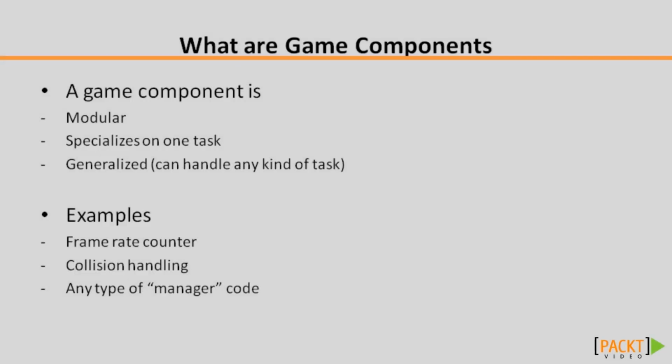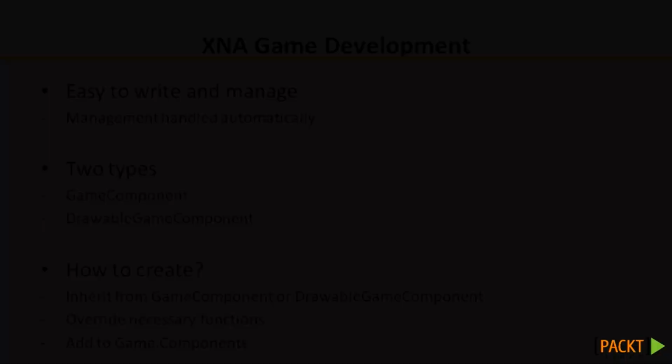Now let's take a look at XNA's built-in game components. In the XNA framework, Microsoft has given us a very useful tool that will lead us to write simple and robust code. This tool is the game component system. But what is a game component? A game component is a modular class that specializes in one task. This task can be anything from displaying a frames per second counter to managing collision detection and more. A game component can handle anything you like in a clean and modular way.